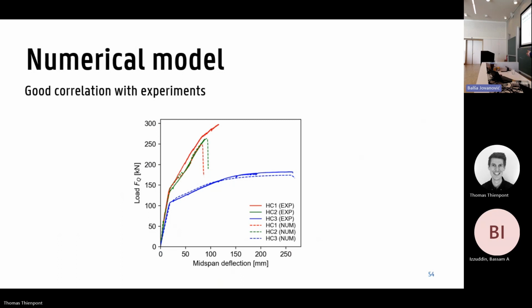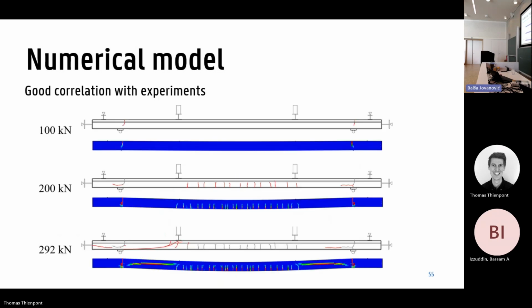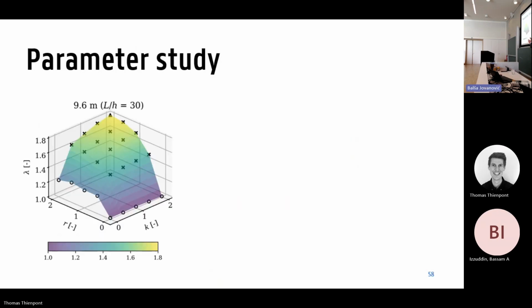So that also means that we can use it to do some further parameter studies and to look at different cases and situations. Also, the model was able to predict very well the cracking pattern. So that was also for us an indication that the model is performing very well and that we can use it for other purposes.